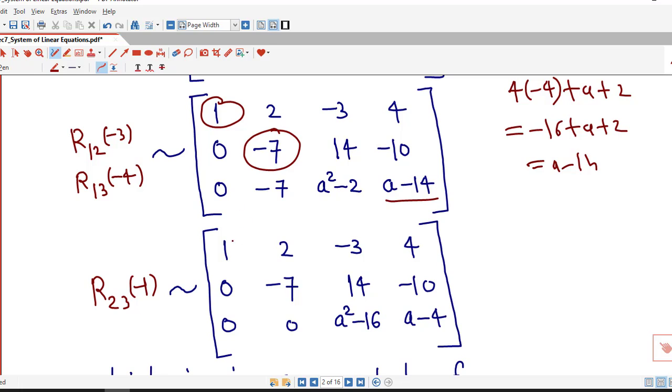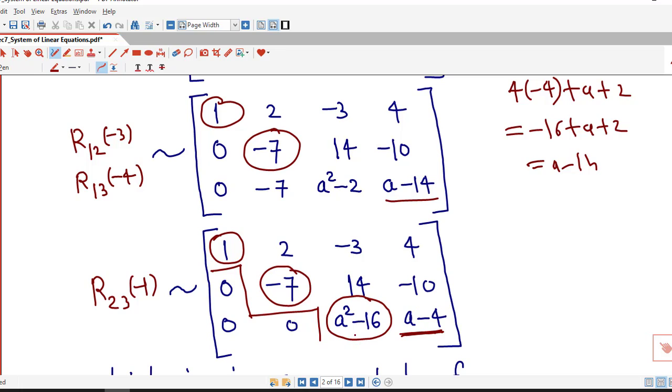So now this is in row echelon form. The first non-zero entry of third row is to the right of first non-zero entry of second row, and this is to the right of this. So this is in row echelon form. Now from row echelon form we can decide whether system has no solution or infinite number of solutions or unique solution. So we can see there are different possibilities from the last row.